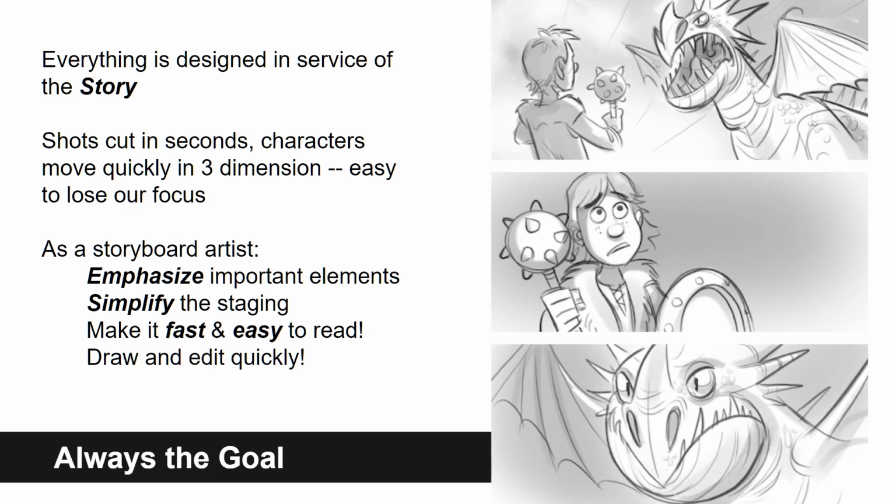We want to emphasize the important elements. We don't want to draw things that aren't important or necessary; we want to focus on the things that matter in the story. We want to simplify the staging, again so it's not too complicated. You want to make it fast and easy to read. This is where principles of drawing and design come in. If you want to be a good storyboard artist, you need to understand value, contrast, and composition, and you need to draw and edit quickly, in a smart way, not spending more than 5 to 10 minutes on a single frame.